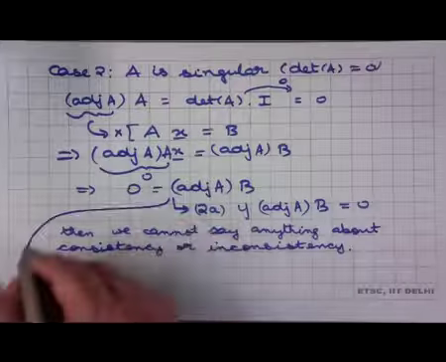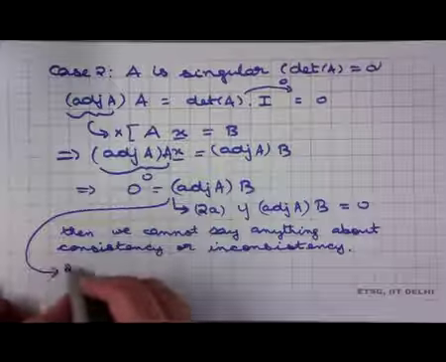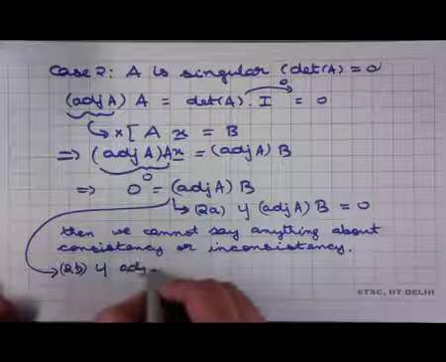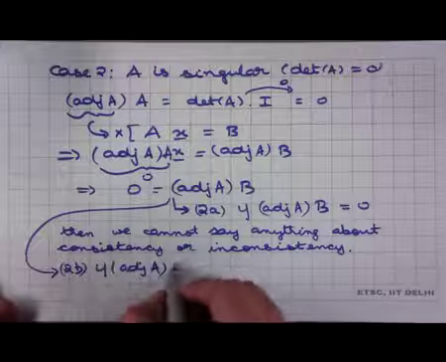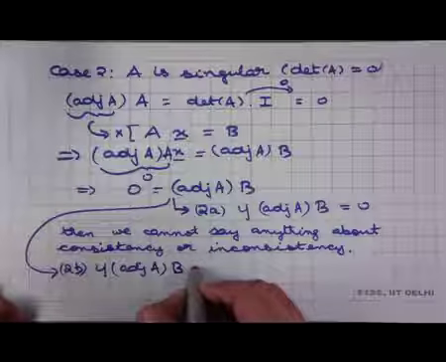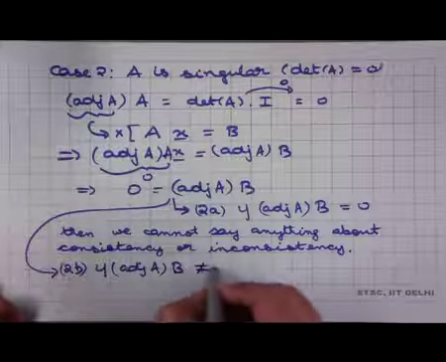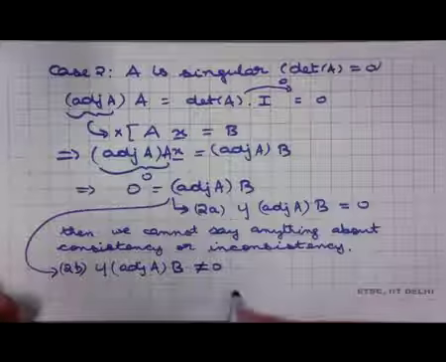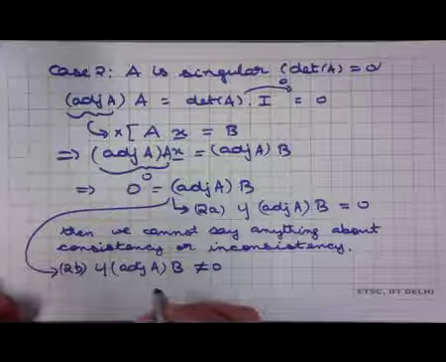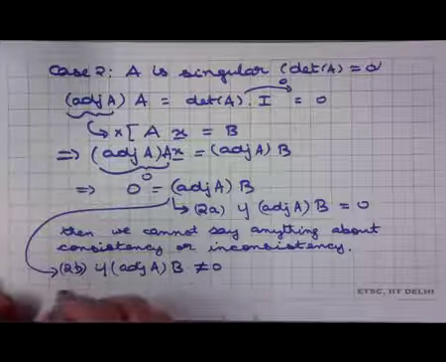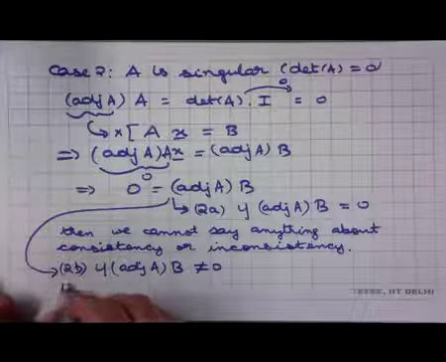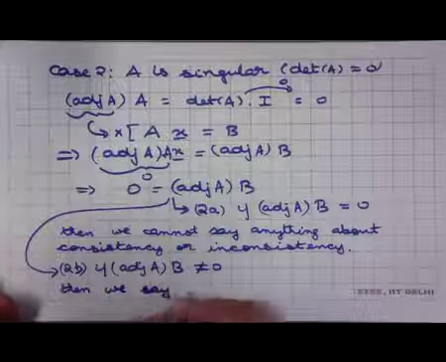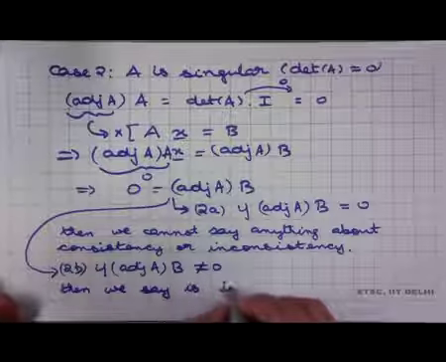In case 2b, if the adjoint of A times B is not equal to 0, then we have a problem, because the right hand side is not 0, while the left hand side is 0. So, in this case we say that the system is inconsistent.